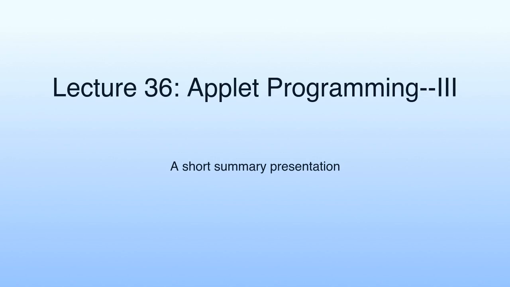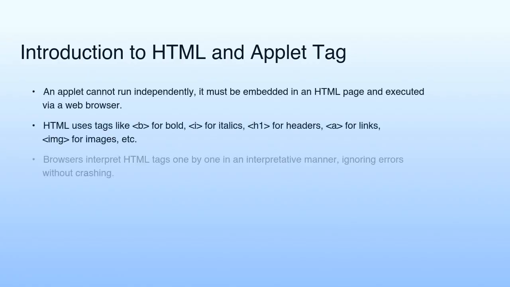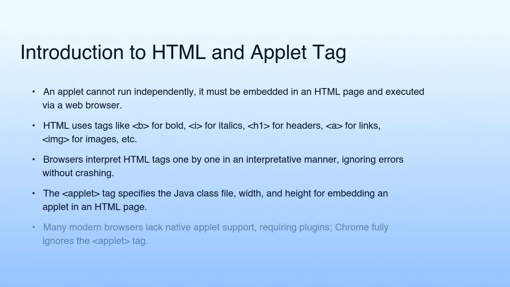Lecture 36, Applet Programming III. An applet cannot run independently. It must be embedded in an HTML page and executed via a web browser. HTML uses various tags: B for bold, I for italics, H1 for headers, A for links, and IMG for images. Web browsers interpret HTML tags one by one, ignoring errors without crashing.